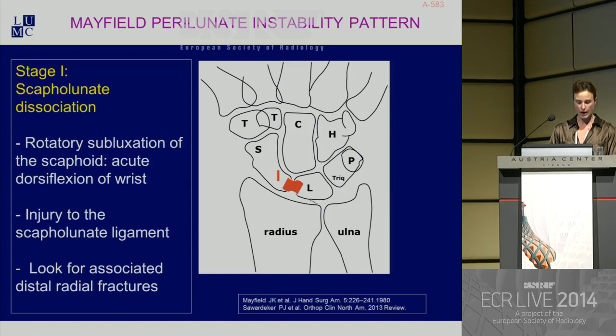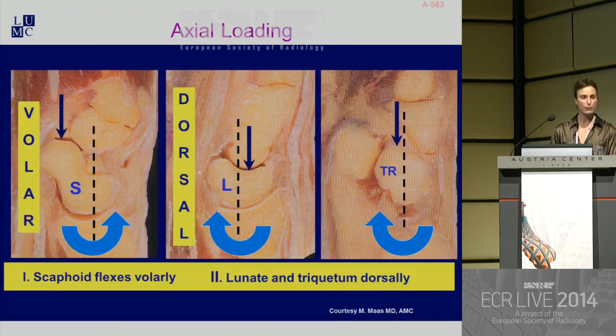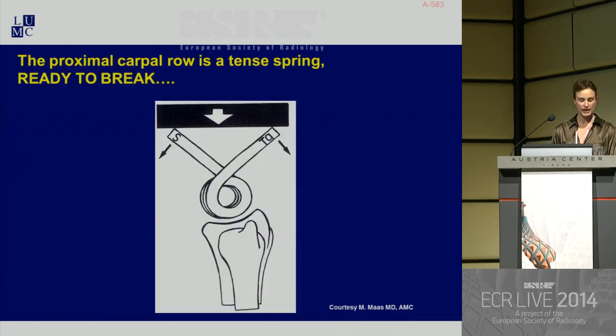of the wrist, we have to understand what's happening when we apply an axial load at the level of the proximal carpal row. So this is the scaphoid, this is the lunate, and this is the triquetrum bone. When we apply this axial load, the scaphoid tries to flex to the volar part of the wrist, and the lunatum and the triquetrum flex in the opposite way to the dorsum of the wrist. So if we understand this, we can understand that after the axial load, there is a maximum of stress at the level of the scapholunate ligament, and this is like a very tense spring which is ready to break.